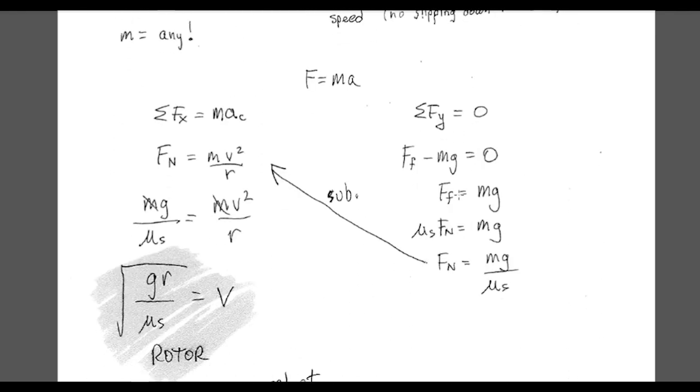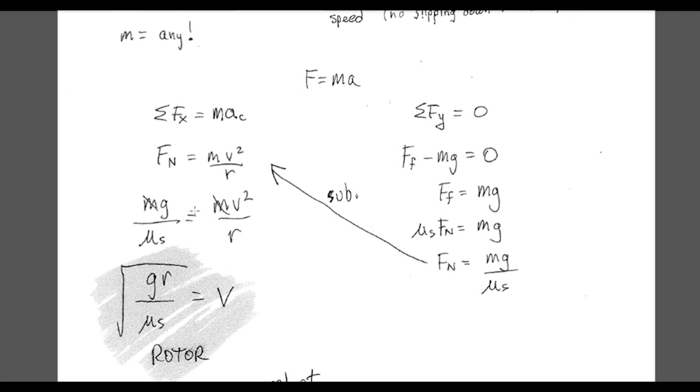And I see that the frictional force is equal to the weight, and the frictional force is also mu times the normal force. So if I solve this equation in the y direction for the normal force, I get mg divided by mu. I can plug that in over here in the x direction, and you see that the m's cross off from either side.